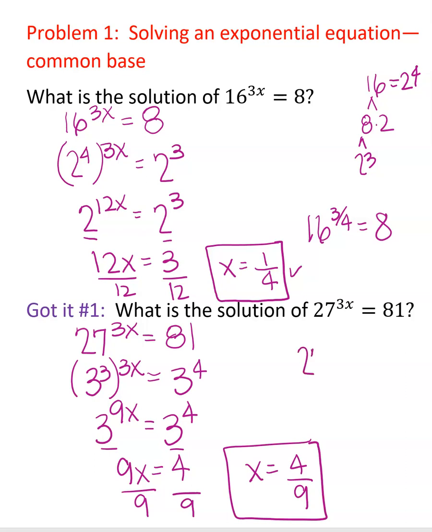Okay, again, 27 to the 3 times 4/9, that would be 4/3, should equal 81. I'm going to try that. 27 raised to the 4/3 is 81. So it does check, and so we're good to go.